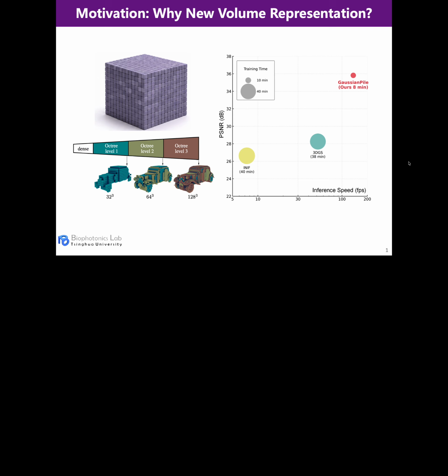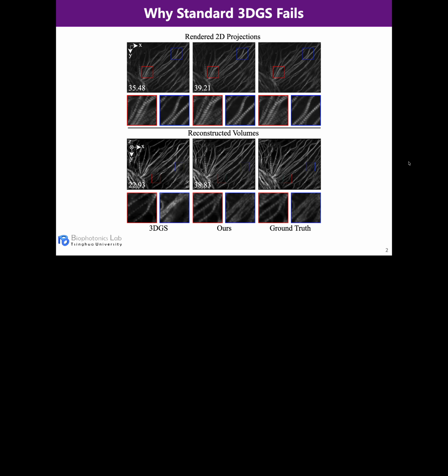Existing codecs are efficient but may lose structural details. INR-based methods are compact but usually slow to optimize and render. 3D Gaussian splatting is attractive because it is explicit, differentiable, compact, and fast. But the original 3D GS was designed for surface appearance, not for internal volumetric reconstruction.